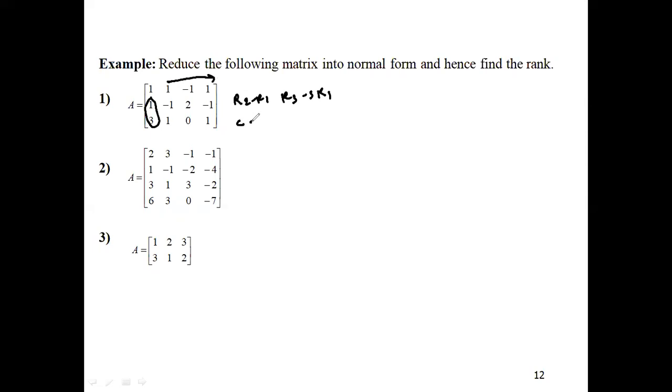So C2 minus C1. Am I correct? What is next? C3 plus C1. Correct. Again, C4 minus C1. So you are done with the first part. For making the second part, you need to multiply by a minus sign here. But you need to check which element should come here after doing this calculation.